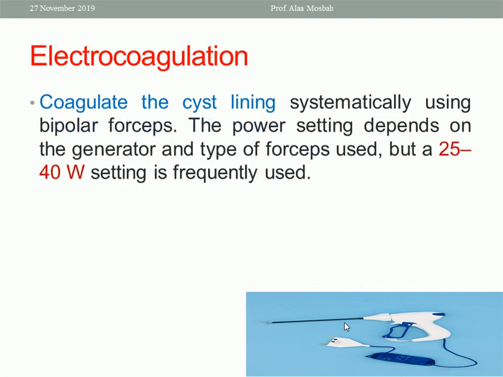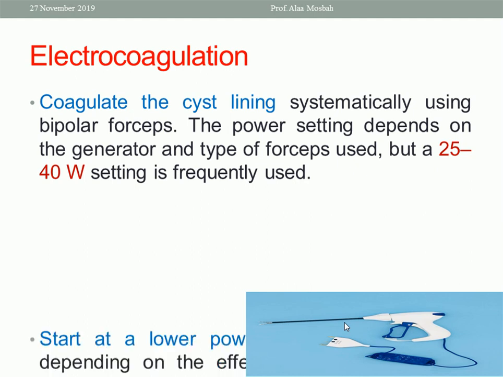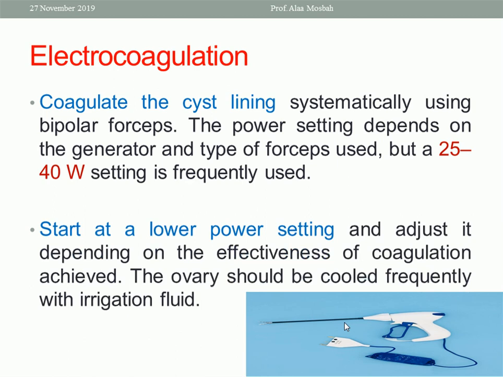Coagulate the cyst lining by electrocoagulation systematically using bipolar forceps. The power setting depends on the generator and the type of forceps used, but a 25 to 40 watt setting is frequently used. This is average. Start at a lower power setting and adjust it, of course, to minimize the injury of the healthy ovarian tissue, depending on the effectiveness of coagulation achieved.